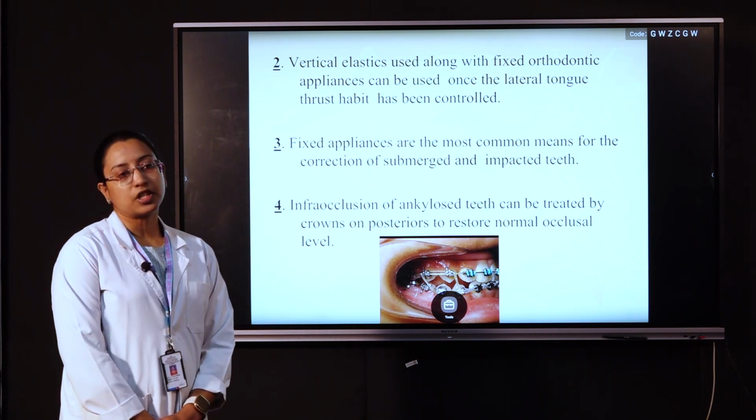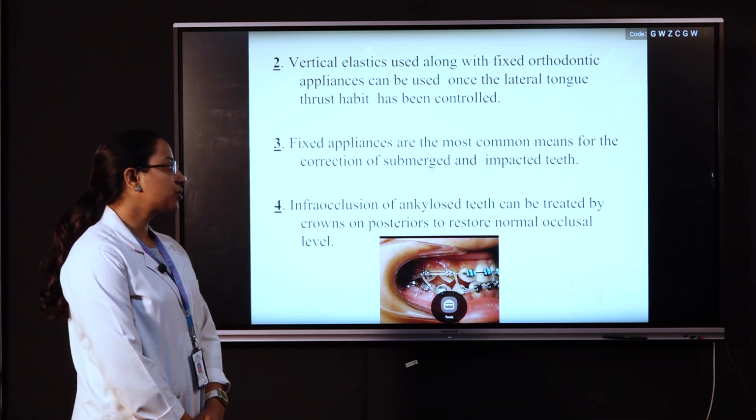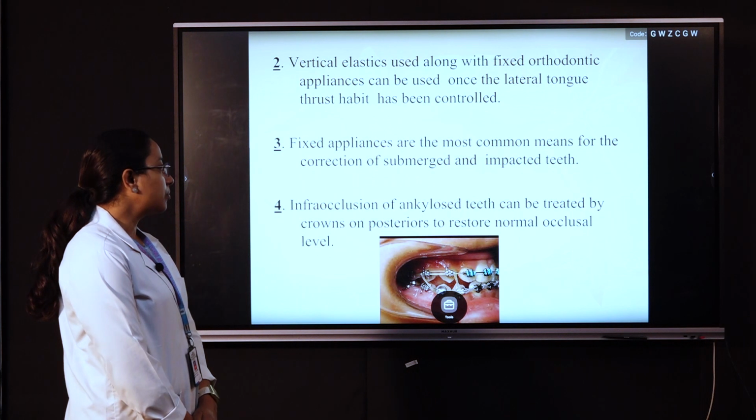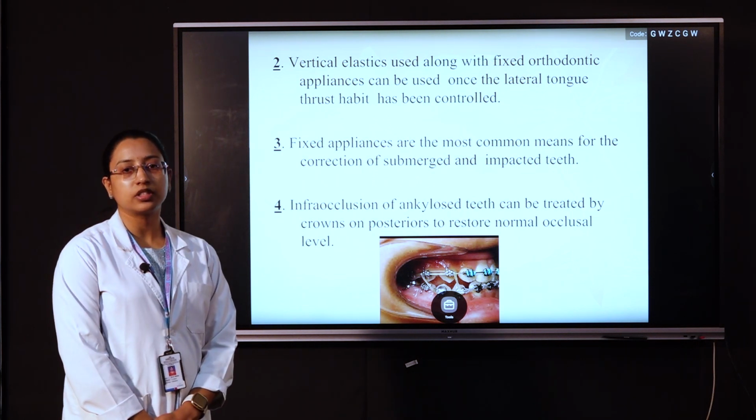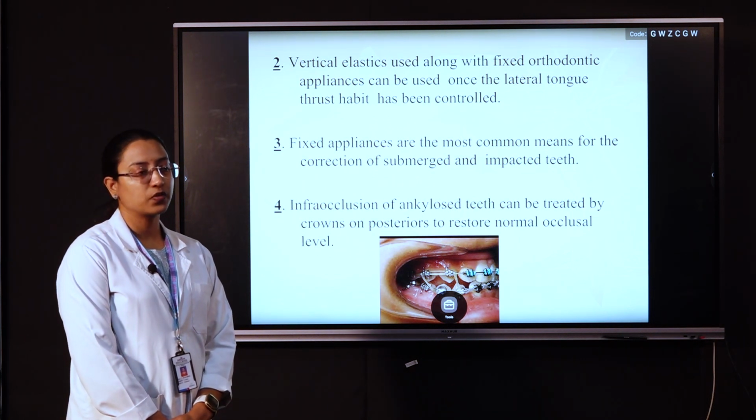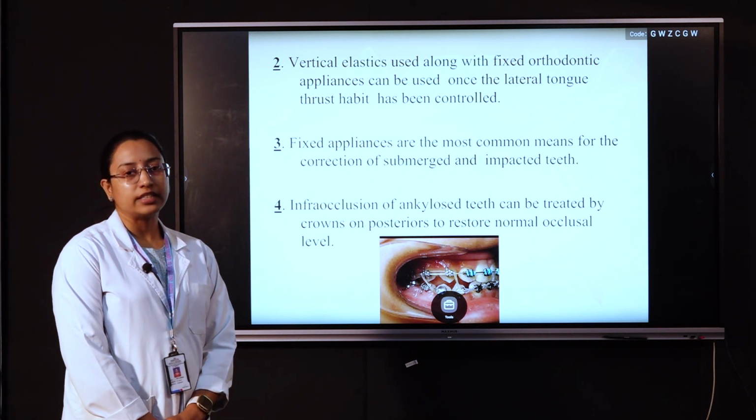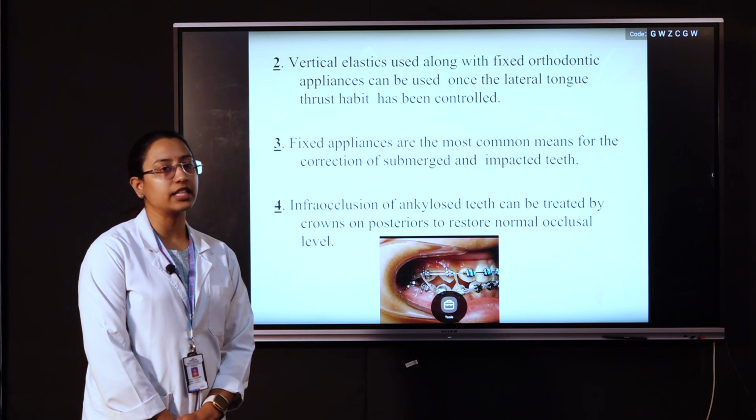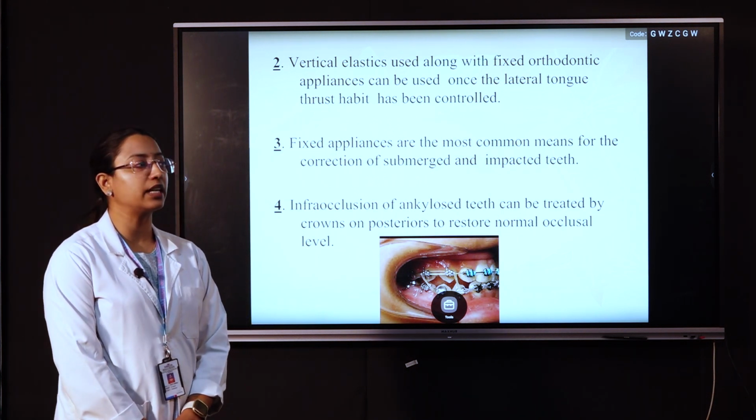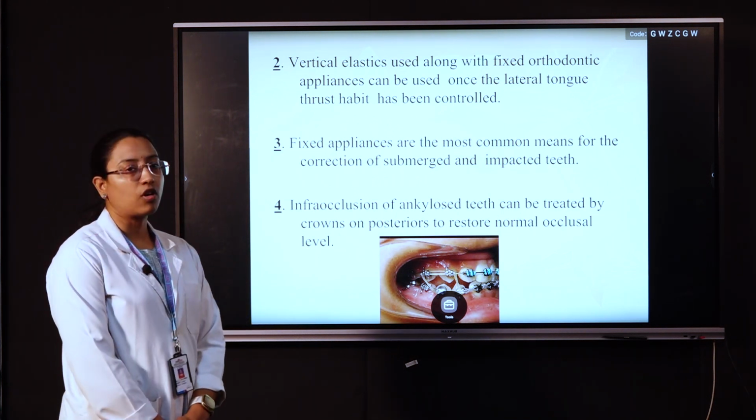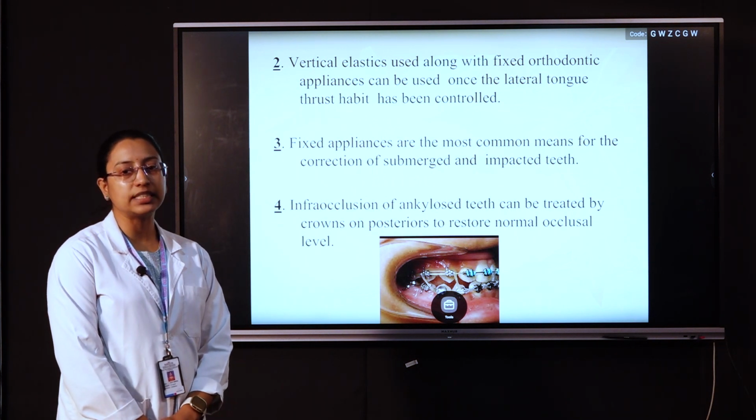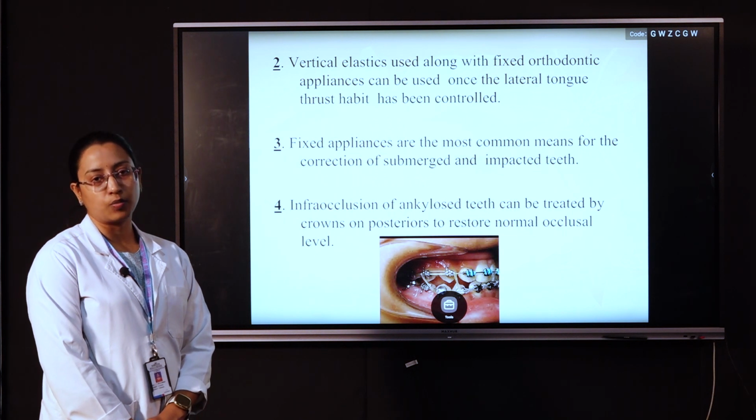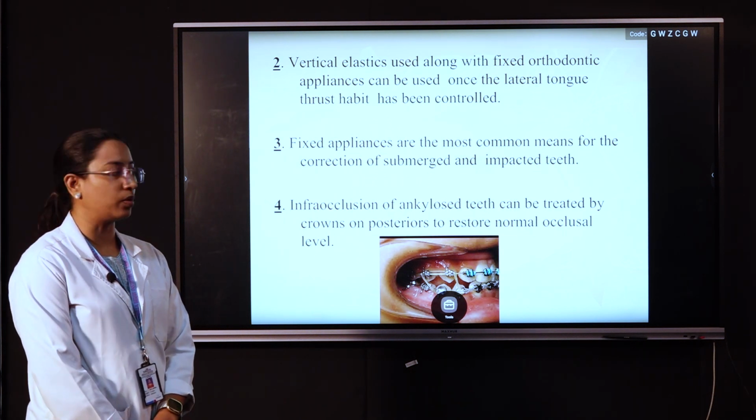In case of submerged teeth or infra-eruption of any teeth, for that also we can use fixed mechanotherapy. Sometimes either the permanent tooth or the deciduous tooth is ankylosed. So we cannot do anything about the ankylosed tooth because there is no PDL there to move the tooth. In such a case we can go for prosthetic options. That is, we can give crowns or prostheses over these ankylosed teeth to establish the proper occlusal plane and to close the open bite.